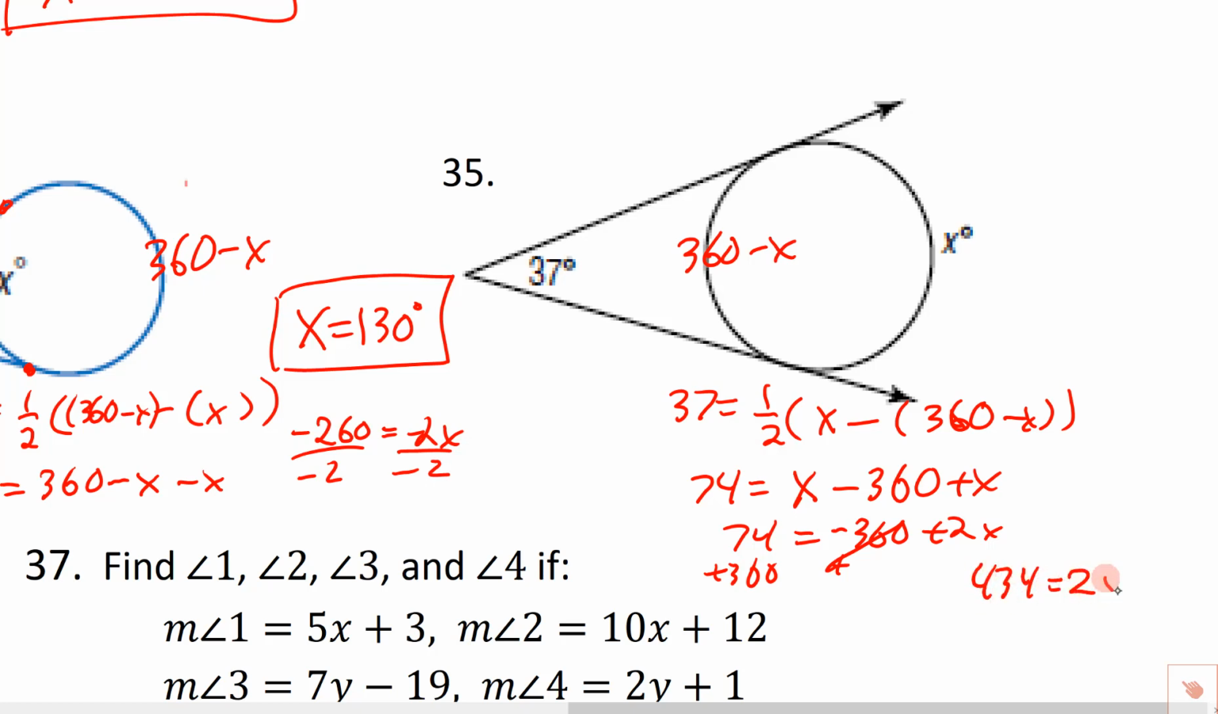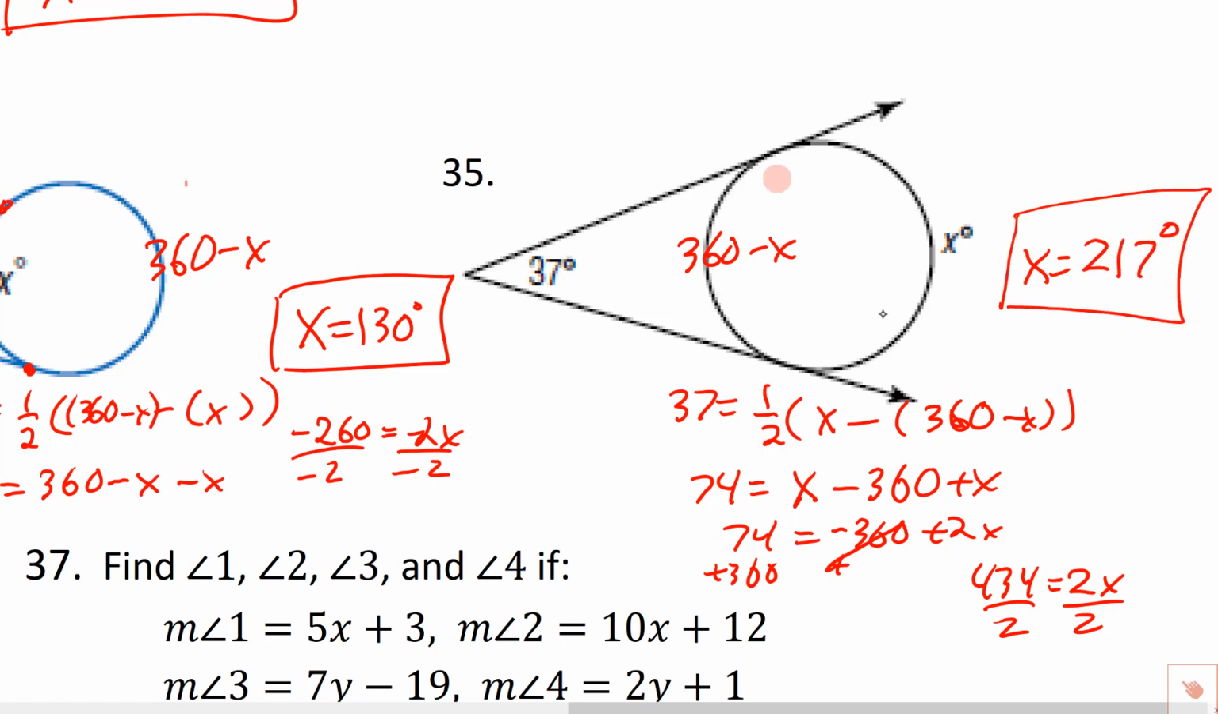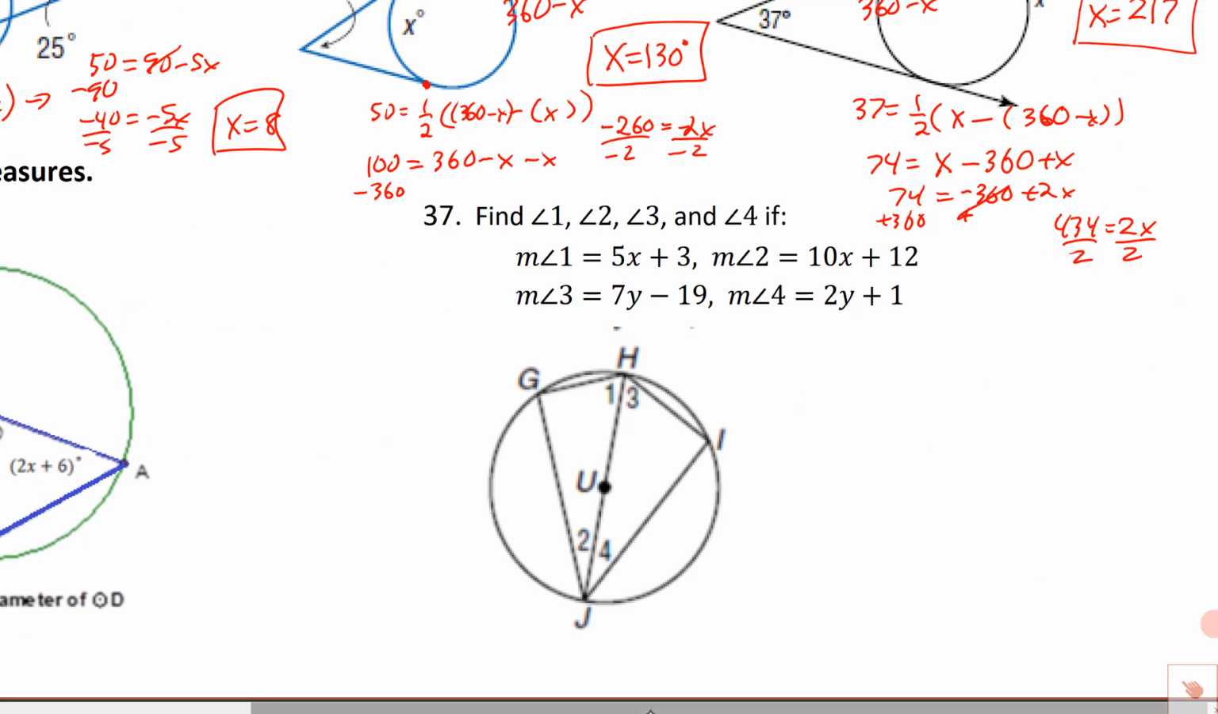434 equals 2x. And then we're going to divide by 2, so we end up with, let's see, that'd be 217. So x is equal to 217, which kind of makes us feel good because that would have to be the bigger of the two pieces because it's more than half the circle. Okay, let me shrink this down just a tad, and then we'll take a look at these last couple.